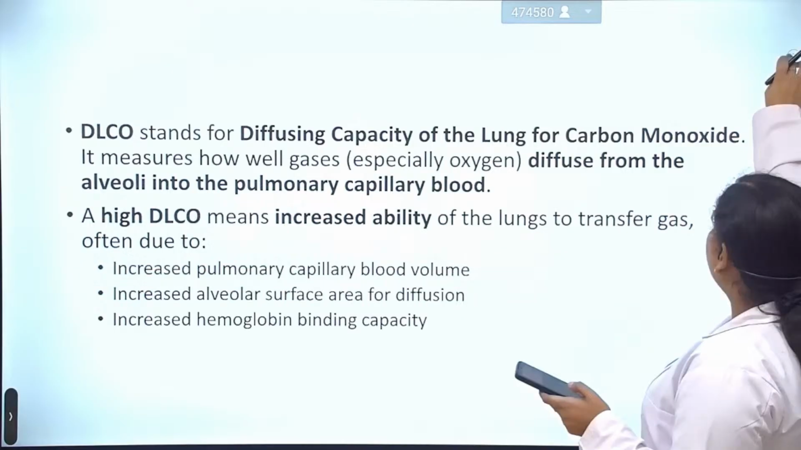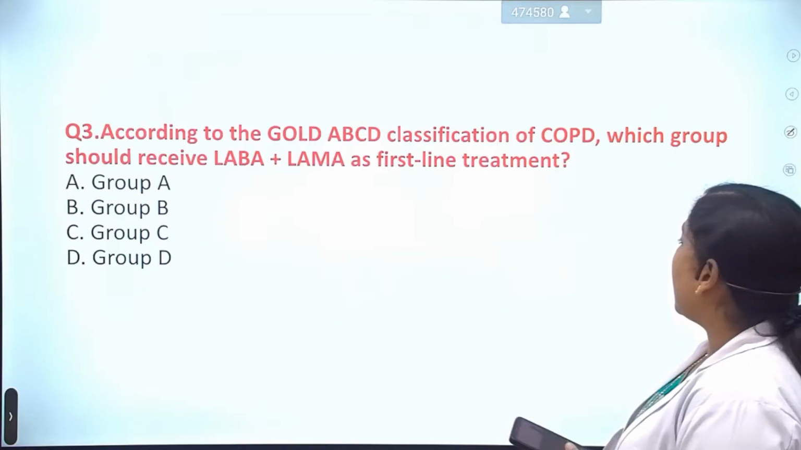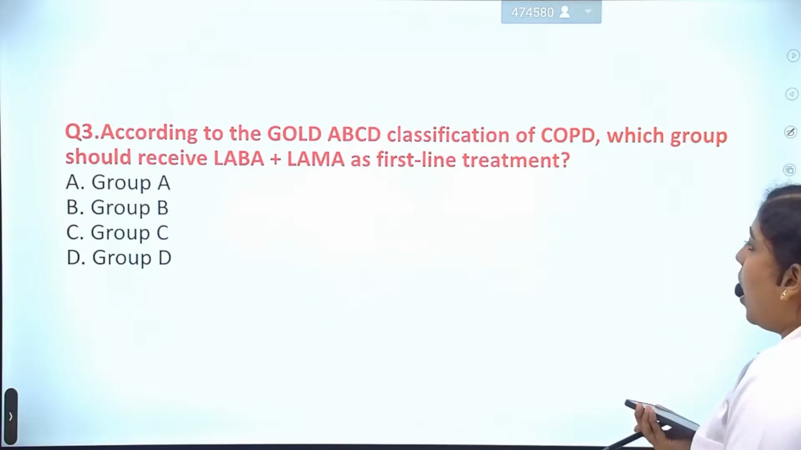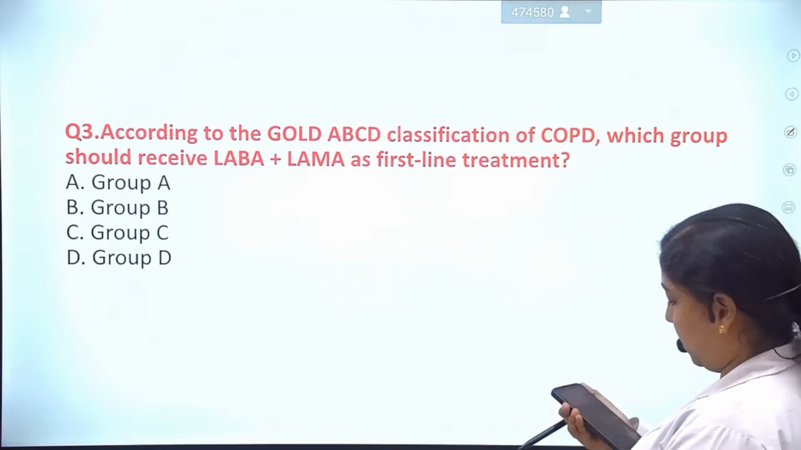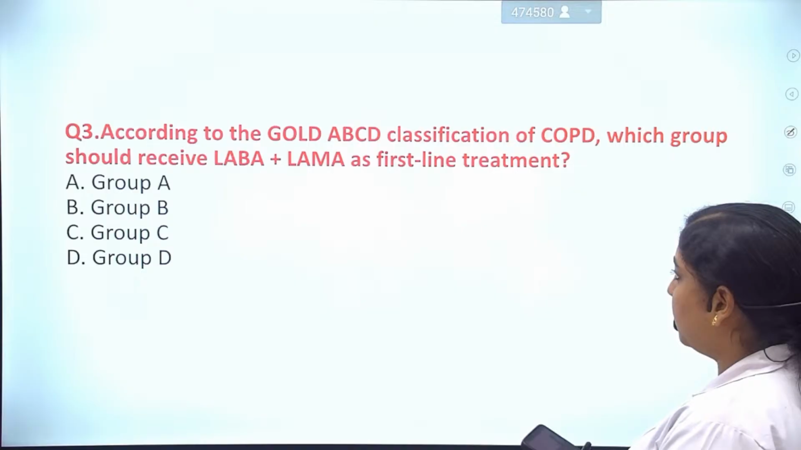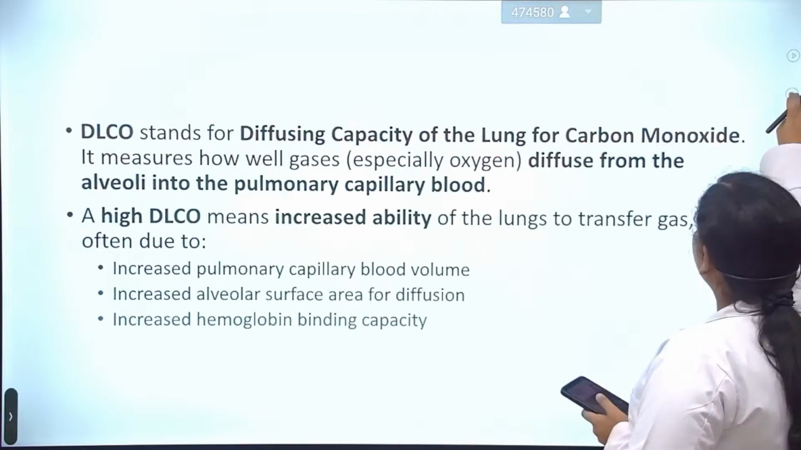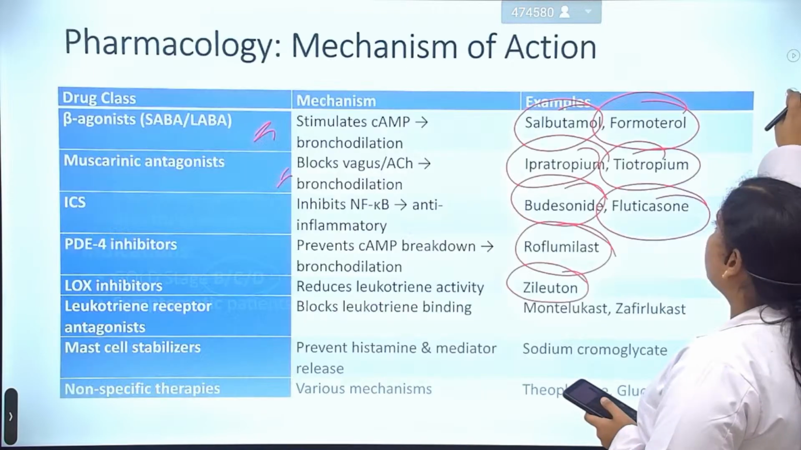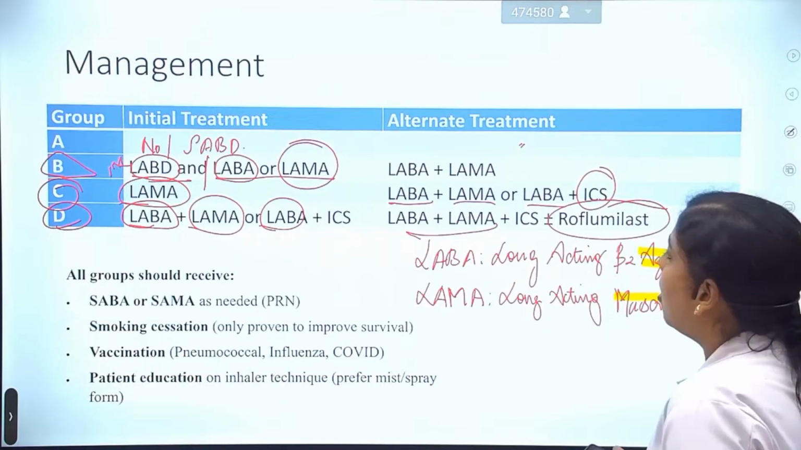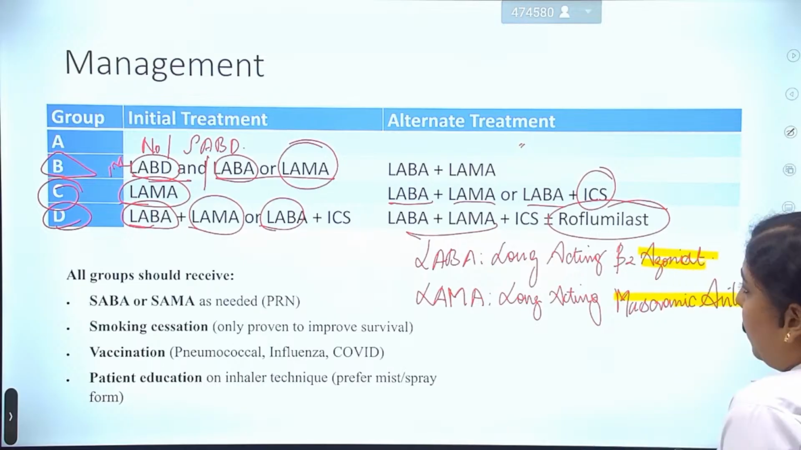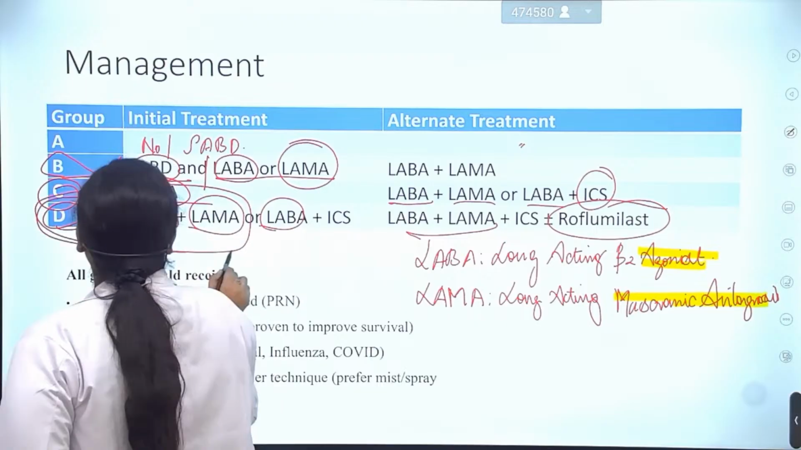Yes, we have seen about this. According to GOLD ABCD classification of COPD, which group should receive LABA plus LAMA as a first line treatment? Now give me the answer. Which group should receive LABA plus LAMA? So to have a quick review, let me go to that particular slide. Now you can answer which group has the first primary management of LABA plus LAMA. Obviously, it is group D. Here, this triple therapy is done here only. Group D is the correct answer.